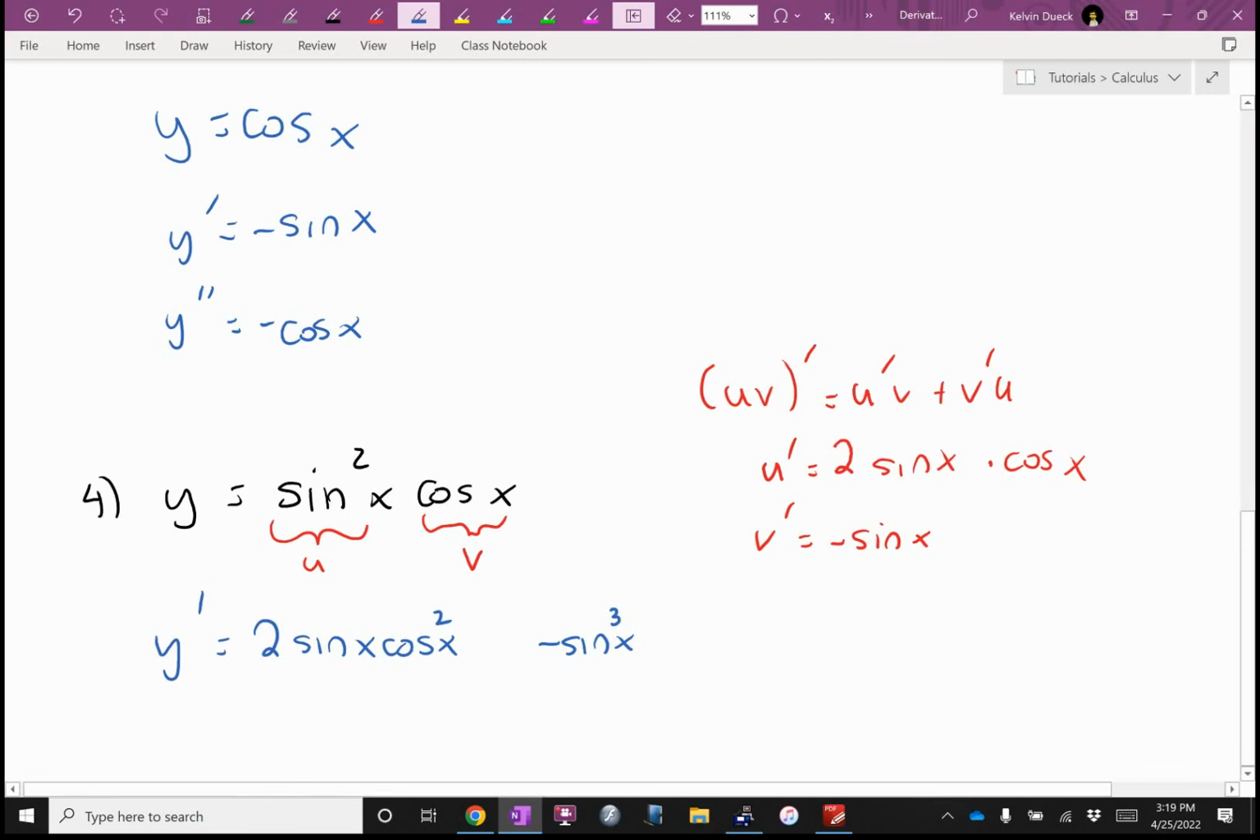Quotient rule. A little yuckier. I'll be honest, I often turned a quotient rule into a product rule. Let me give you an example.